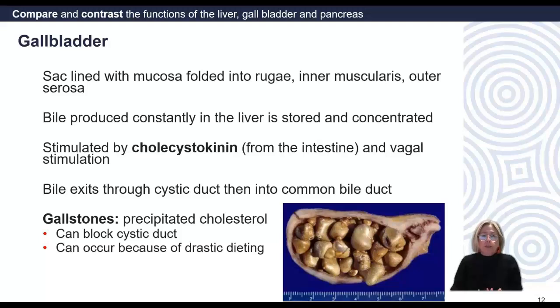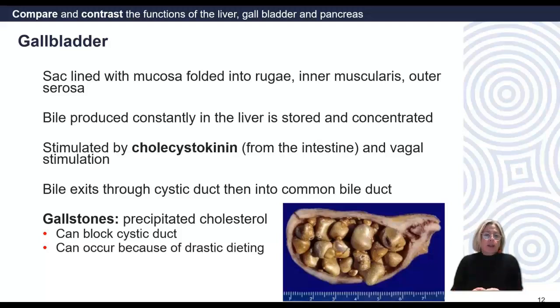Bile is continuously being produced in the liver, and it's transported to the gallbladder where it is stored, and it can store about 70 mils of bile at a given time. And the bile is also concentrated in the gallbladder by removing water and electrolytes, and that then leads to the concentration of the bile salts and the pigments.